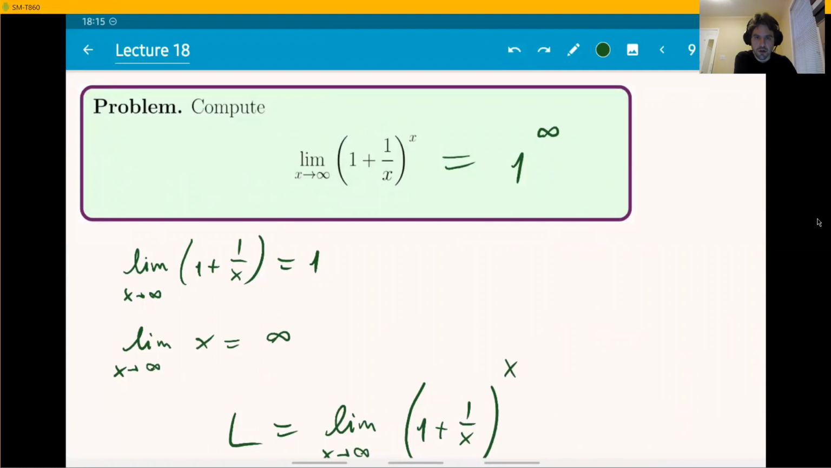You can try this on your calculator, by the way. Take a very large number x, calculate this 1 plus 1 over x. That's going to be a number larger than 1, but not by much. And then raise that to x. What you're going to find is something that's very close to e. So the final answer here is e.